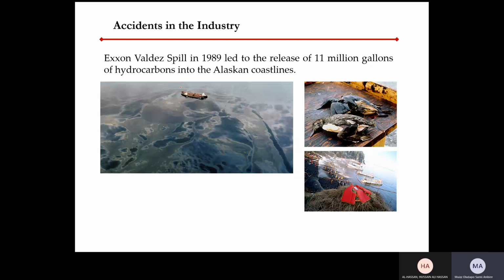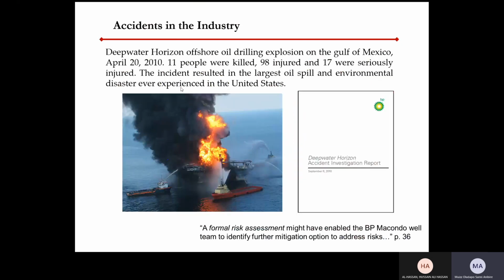You can see this also, the Deepwater Horizon offshore oil rig explosion in the Gulf of Mexico in 2010. They had 11 people killed, 98 injured, and 17 seriously injured. This incident was the largest oil spill and environmental disaster ever experienced in the United States. I think they also made a movie about this later.